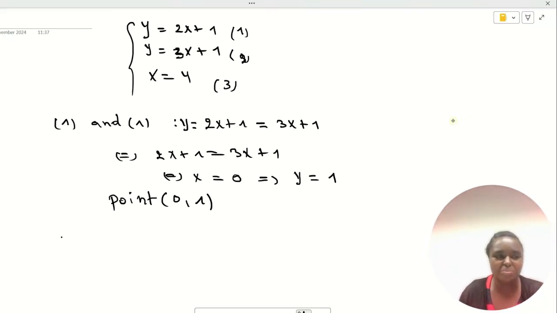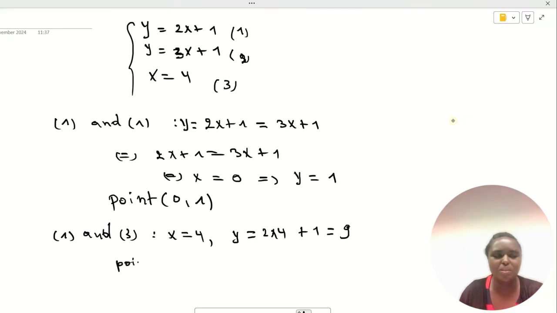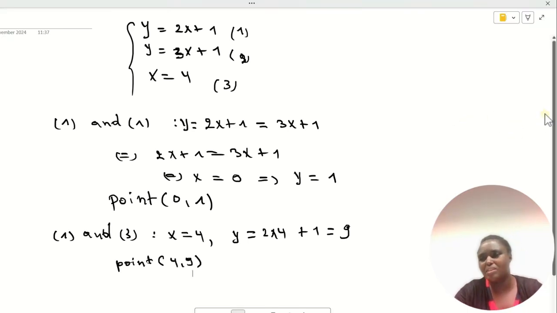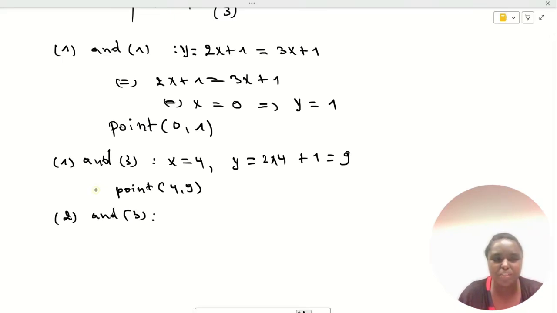And what about the intersection between line number 1 and line number 3? For line number 3, we have x equal to 4. If x is equal to 4 and we insert it in line number 1, we get y equal to 2 times 4 plus 1, which is 8 plus 1, so 9. So the point of intersection is the point 4 and 9. And what about the intersection between line number 2 and line number 3? It will be based on the fact that x is equal to 4 and y is equal to 3 times 4 plus 1.